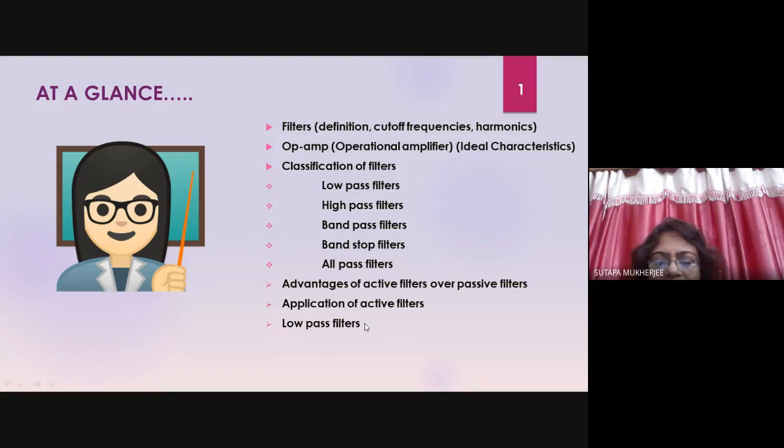Today I will tell you the rest of the portion of the low pass filters, the explanation of why it is called low pass on the basis of frequency: why in the low frequency range it will pass, and why in the high frequency range, after the cutoff frequency, it will block the frequencies. I will explain it mathematically, and after that, if time permits, I will explain the high pass filter.